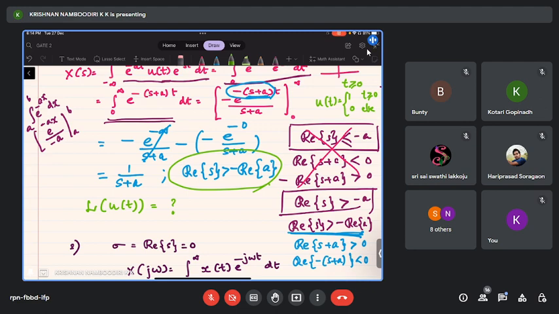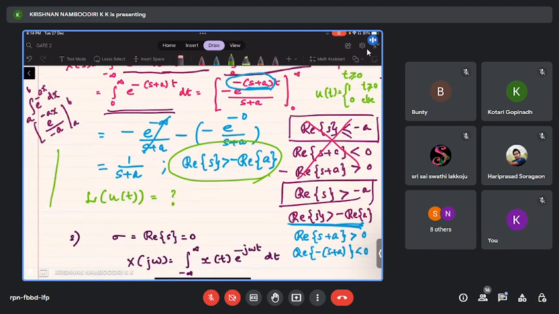So in this case, whenever the real part of s is greater than minus the real part of a, this integral is valid. Or in other words, suppose a is a positive real number, just make that assumption. In that case, minus a will be somewhere here, right? If a is positive, minus a will be somewhere here. This is the omega axis and this is the sigma axis. Whenever the real part of s is greater than minus a, that means whenever we are in this zone, this integral is valid. Or in other words, this is the region of convergence.